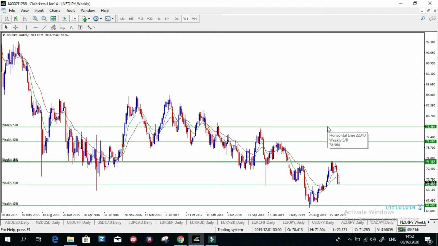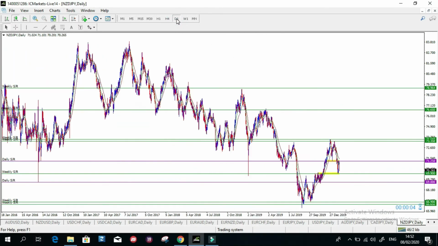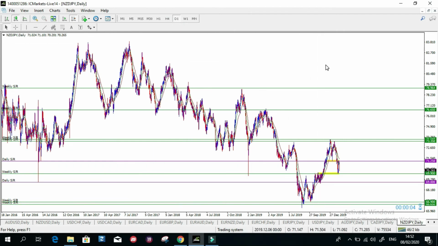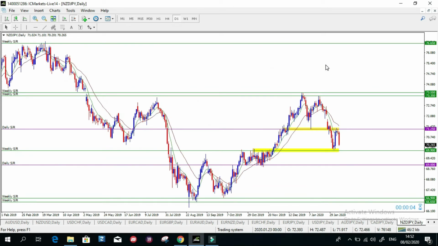Next we have the New Zealand dollar versus the Japanese yen. We can see from the weekly time frame that this pair has been on a long-term downtrend. Same for the daily time frame. We can see that this pair is always trading lower. So ideally we want to only find sell signals in this market to stay with the trend and have a high probability trade.